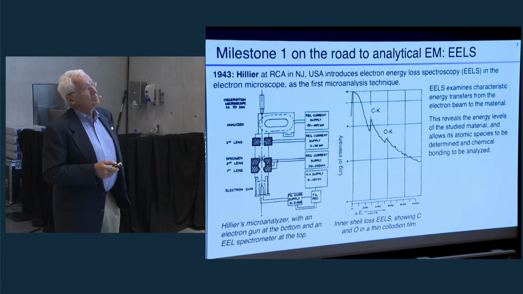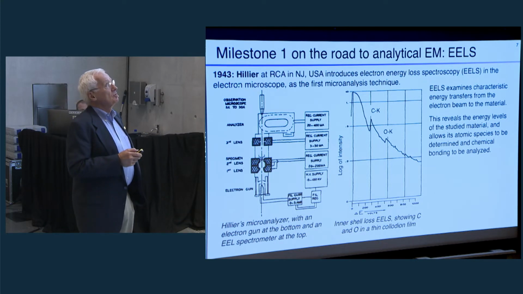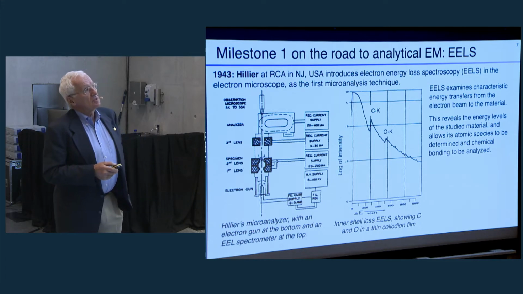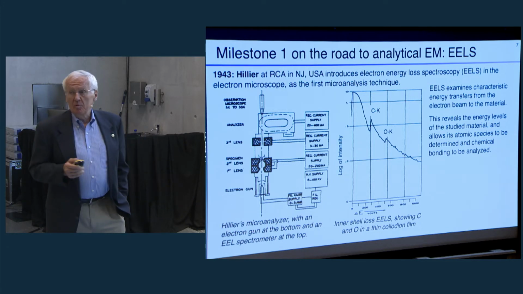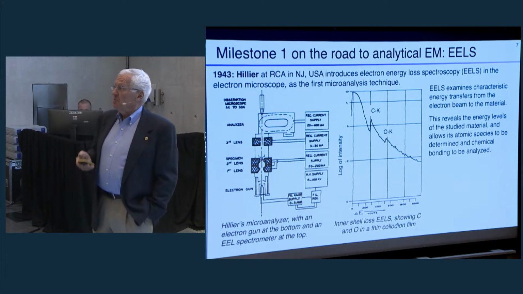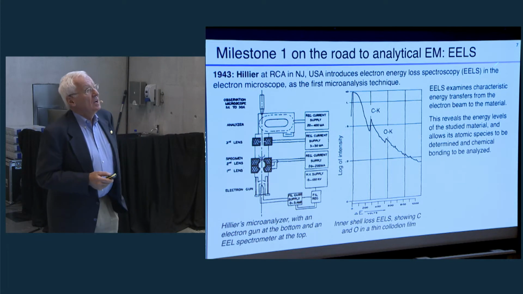So, several milestones on the road to analytical EM. The first one was EELS. 1943, Hillier at RCA in New Jersey introduced the first electron energy loss spectrometer coupled to an electron microscope. There were others before, but they were more scattering chambers without any imaging capabilities.